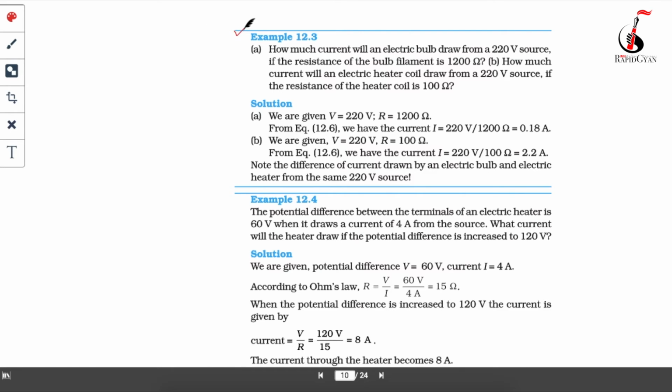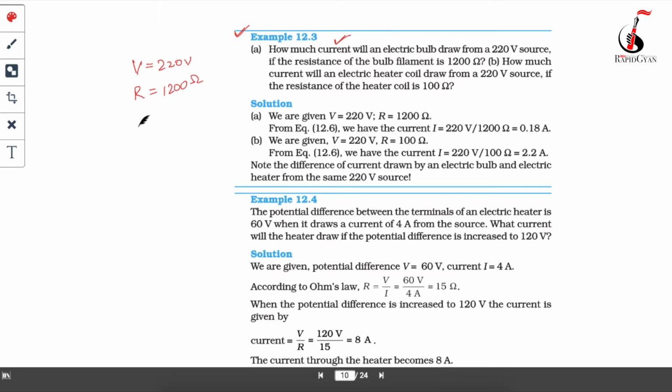The first example is saying: how much current will an electric bulb draw from a 220 volt source? So what is given, beta? Your potential difference is given. How much? 220 volt. Just write it down. If the resistance of the bulb filament is 1200 ohm, so your resistance is given, 1200 ohm. So what will you have to find? You will have to find the current.